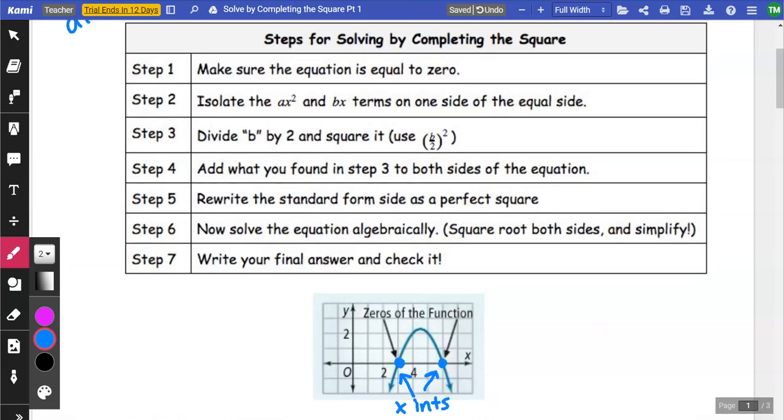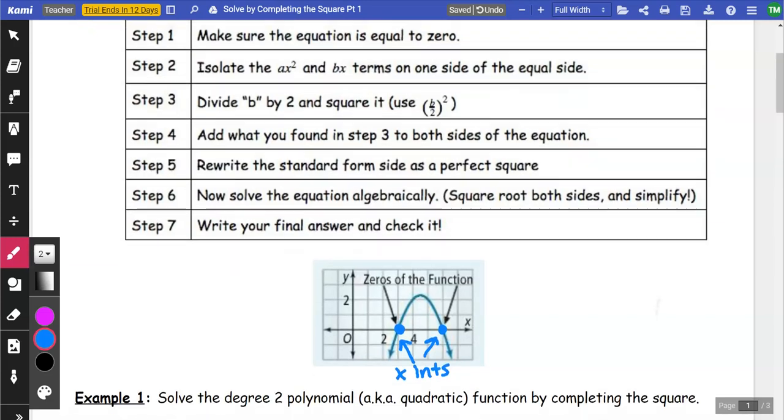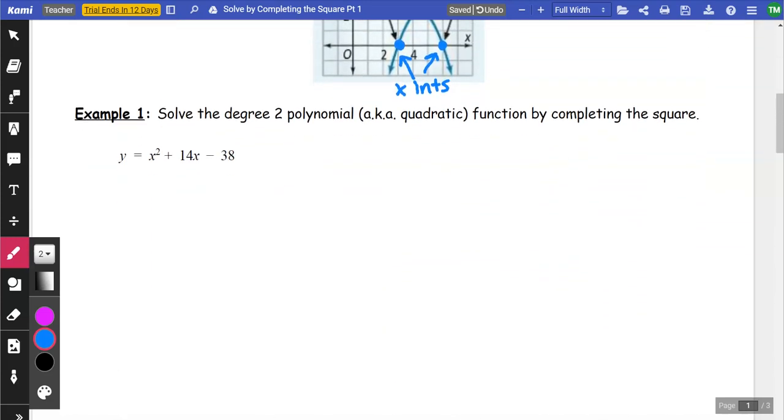Okay, so I've got all of the steps for solving by completing the square written out for you. We're going to follow these steps one by one as we solve the first example. So the first example is y equals x squared plus 14x minus 38.